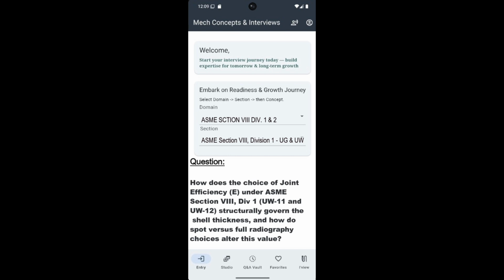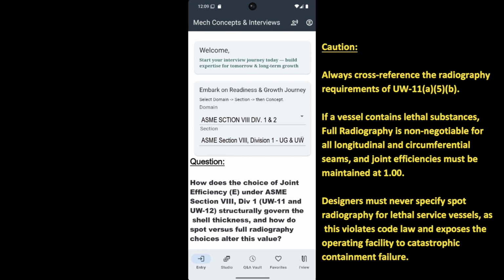I want the hard boundaries on extreme operational environments now. We have discussed trading inspection costs against steel weight for standard vessels, but if we are dealing with lethal service containment, say highly toxic phosgene gas, surely we can't just accept an 0.85 penalty to save a few bucks on an X-ray. What is a detailed caution regarding joint efficiency here?